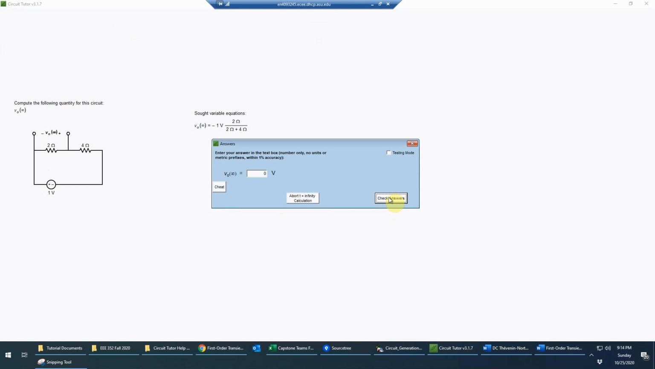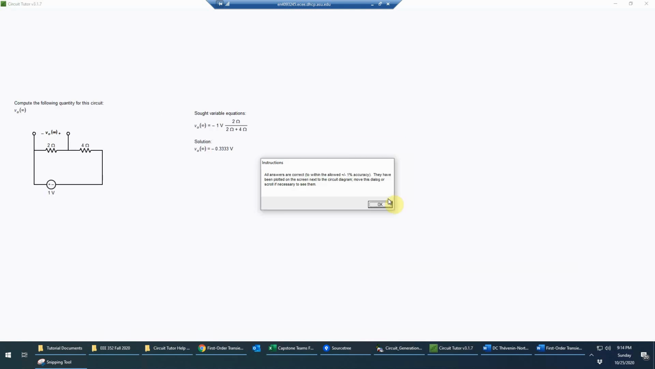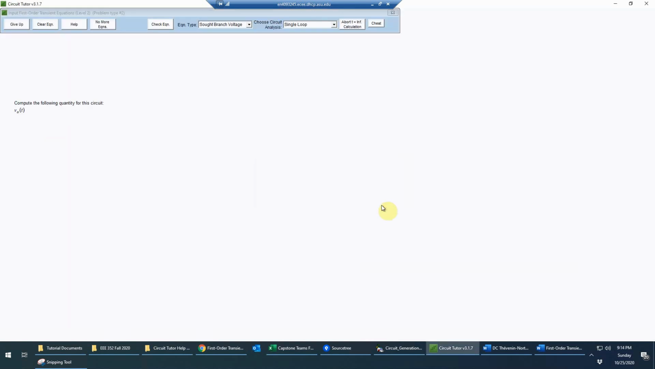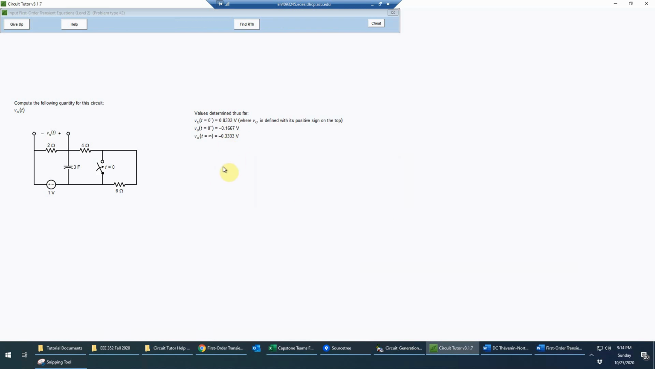So now we just need to numerically evaluate that. So that's 2/6 or 1/3. So negative 1/3 is just negative 0.3333. So we'll check that. And that is correct. And now we have the summary of what we've done. And the only remaining thing is to find the Thevenin equivalent resistance seen from the terminals of the capacitor. So there's always a bunch of steps in these types of problems. So we'll click on that.